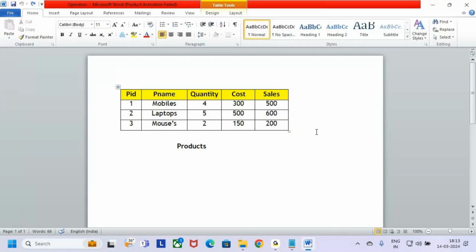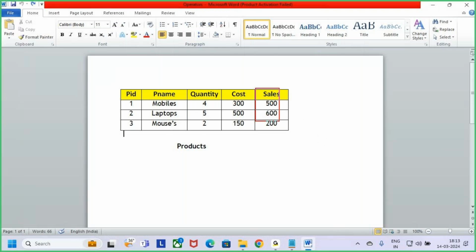Now try to understand. My requirement here is, I'm having the sales column. So I'm going to the products table now. In the products table, I'm having the sales column and then the cost column, guys. This is the cost of the product and this is the selling price of the product. Now my requirement here is, I want to find out the profit, guys. By selling one mobile phone, what's the profit he is getting?